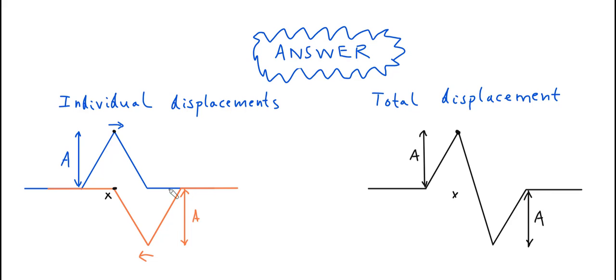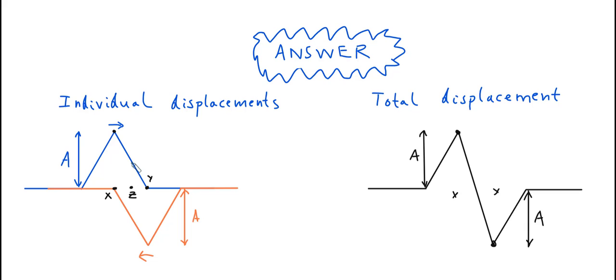Similarly, it's pretty much the same kind of story at point y. So we're adding 0 to minus a, which will of course give a total displacement of minus a. Okay, so that's what's going on at point y. What about the point that lies halfway between x and y? Call it z.